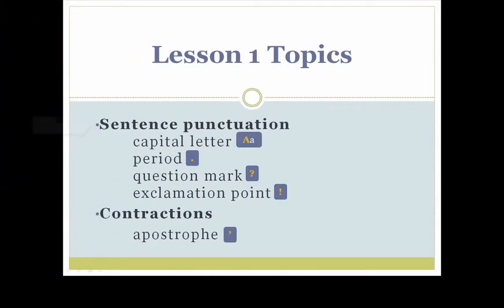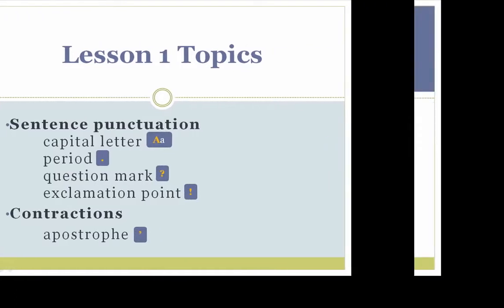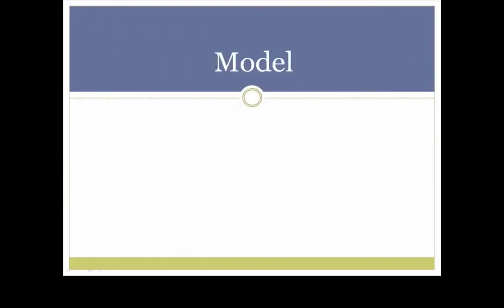Lesson 1 Topics. In this lesson, we'll talk about sentence punctuation. We'll look at how we use a capital letter, a period, a question mark, and an exclamation point in a sentence. We'll also review what a contraction is and how we use an apostrophe to form a contraction. Model.